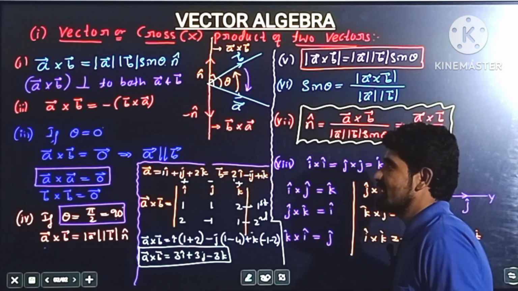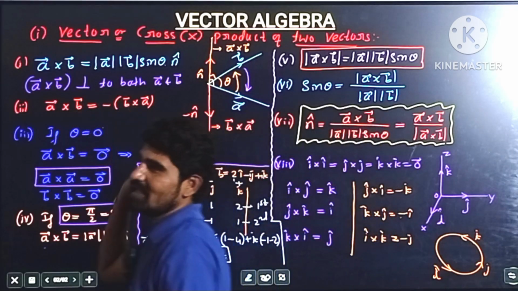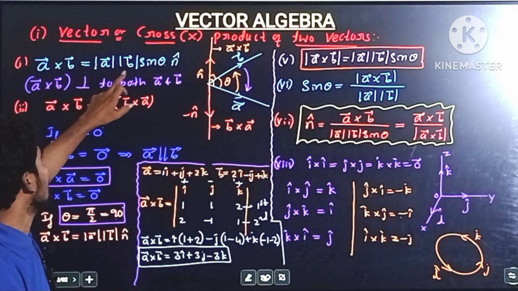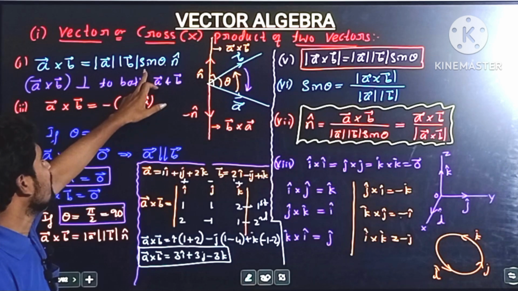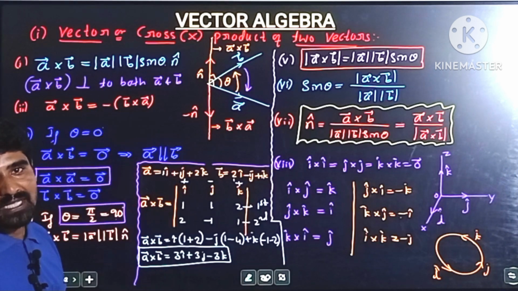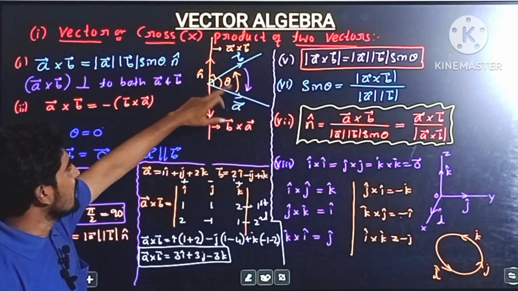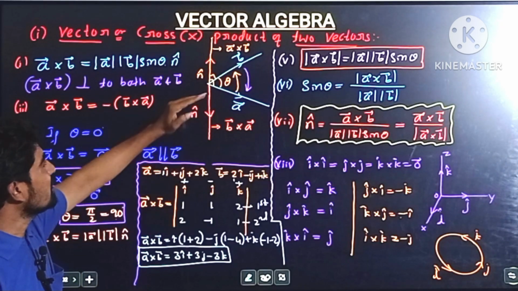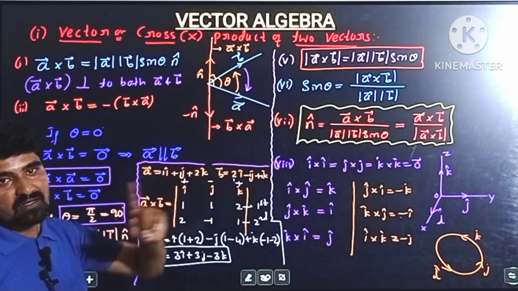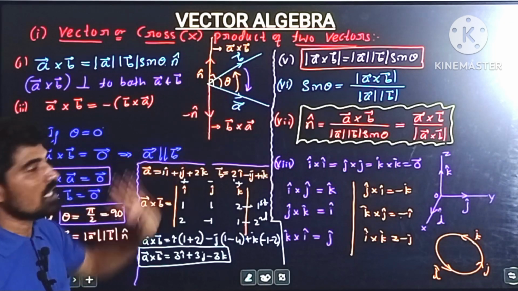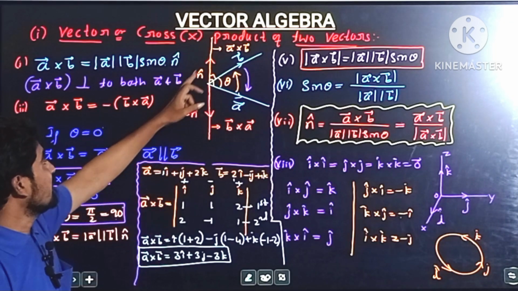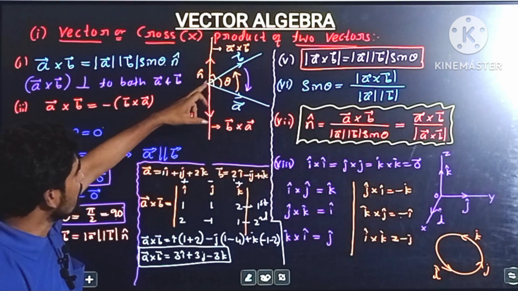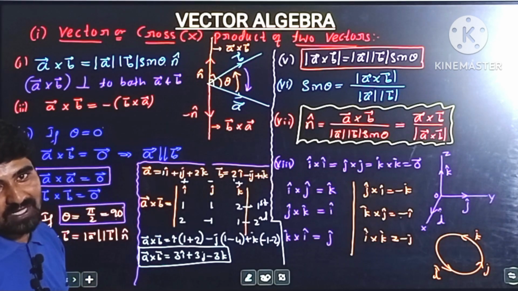So I repeat once here. Cross product of two vectors is denoted by a vector cross b vector, and it is defined by magnitude of a vector, magnitude of b vector into sine theta into n cap, where theta is the angle between the vectors a and b, and n cap is the unit vector along a vector cross b vector, which is perpendicular to both a vector and b vector. So a vector cross b vector is also perpendicular to a vector and b vector.